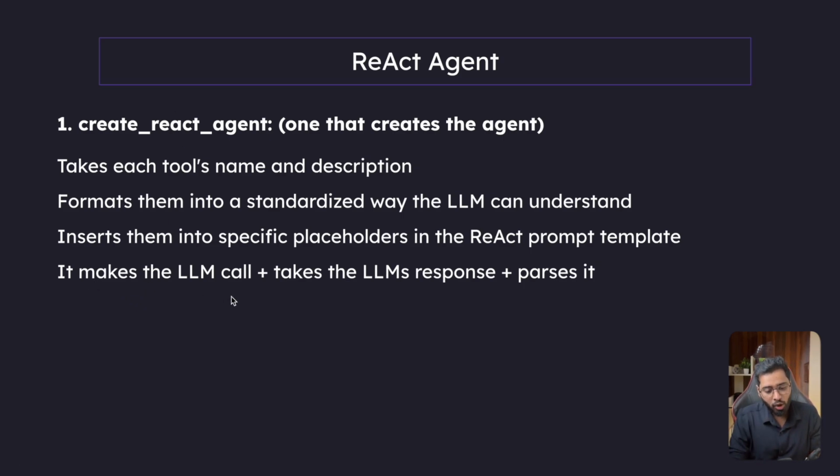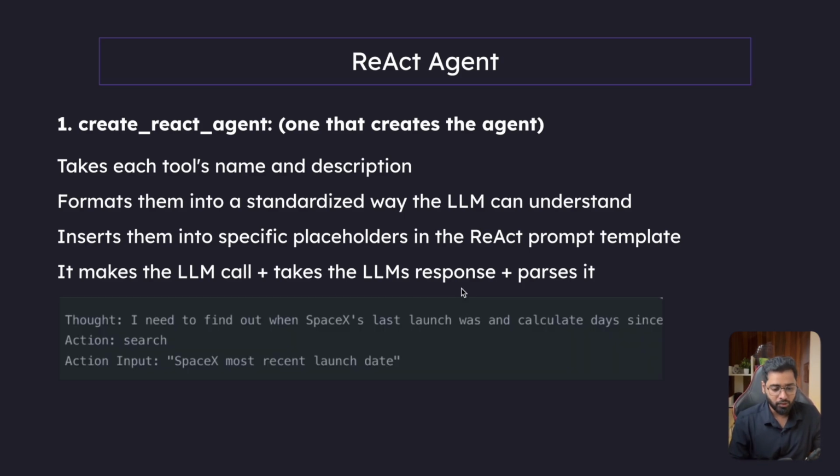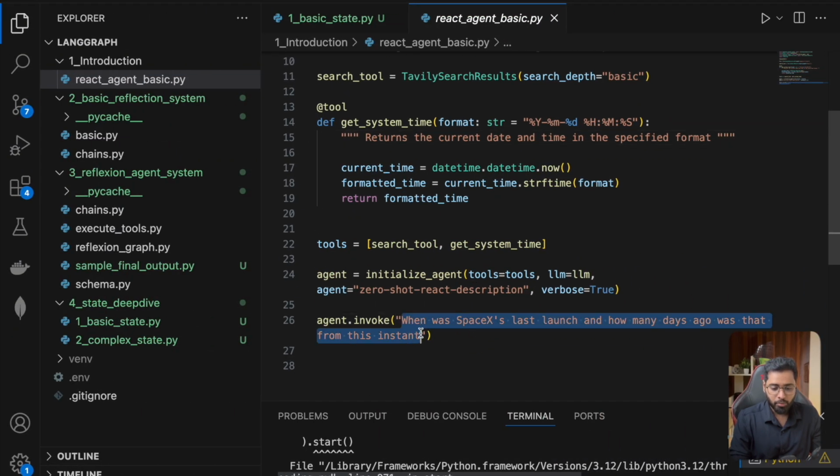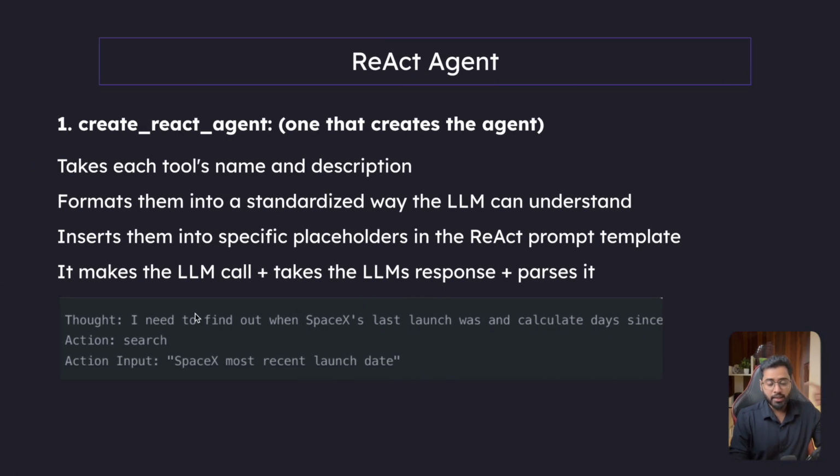So that is what it does. It makes the LLM call, it takes the LLM's response, and then it parses it. Here is an example, let's say. First off, the LLM produces a thought, action, and action input. The thought could be, I need to find out when SpaceX's last launch was and calculate the days since. If you remember, this was the first prompt, the problem that we provided to the LLM, right? So it is first thinking to itself, and then the LLM decides it wants to use the search tool, and it also provides the input to the Tavily search tool.